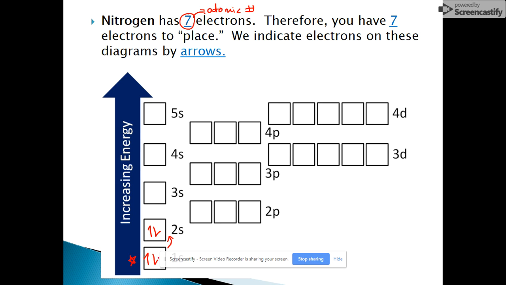We have a total of 4 electrons, but nitrogen needs 7. So we move up to our next level. Hund says we add 1 electron in each box first. So this is our 5th electron, this is our 6th electron, and this is our 7th. Nitrogen only has 7, so we're actually done now. We don't have to double up because we don't need any more.